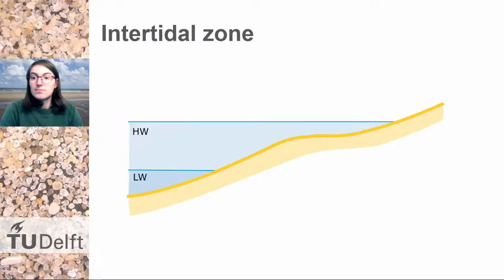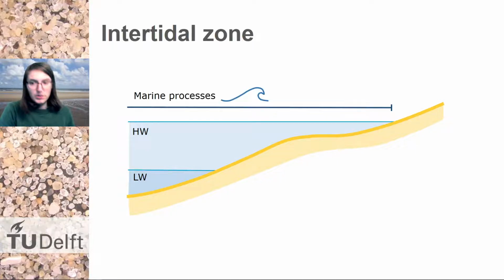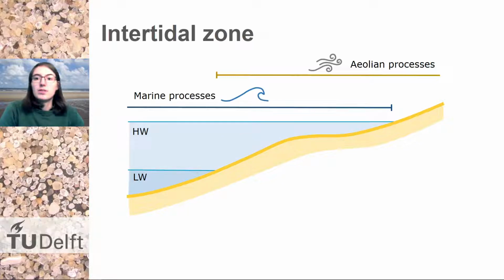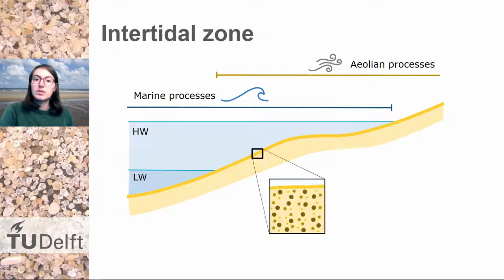The intertidal zone is located in the area between the high water line and the low water line. We know that in this zone marine processes can act, and during low water, when there's enough wind, aeolian processes can act. Together these processes interact and cause a lot of variation in the intertidal zone. The intertidal zone is very important for aeolian sediment transport because of these variations. For instance, moisture content varies a lot, but also grain size. And that's what we're going to focus on today.